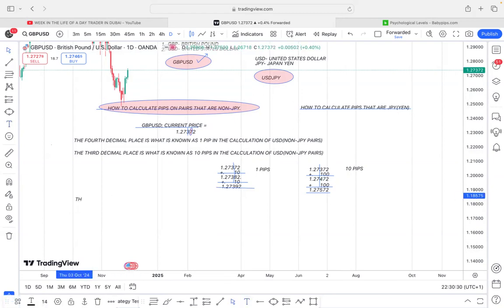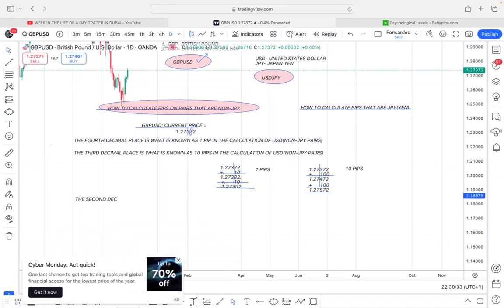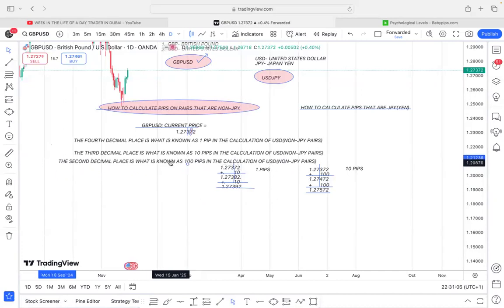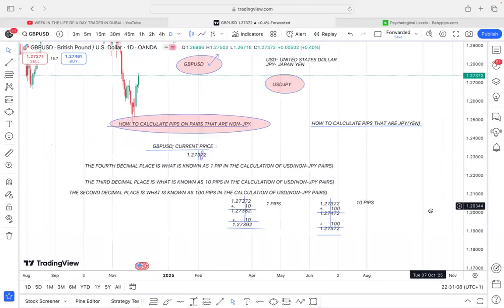Now, the second decimal place is what is known as 100 pips in the calculation of US dollar non-JPY pairs, meaning pairs that don't have Japan as a correlation pair. That's what I'm schooling you guys on right now. So let me put this here. Let me move it a little bit up.